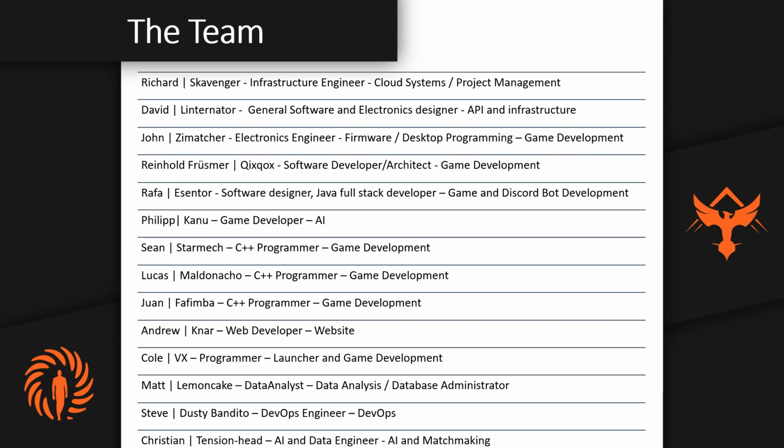Joan Fish-Bafimba, again, C++ and web game development. He's basically worked with StarMech and completely built our ability system from the ground up. They've pretty much been doing that since day one, and they're still doing that now.